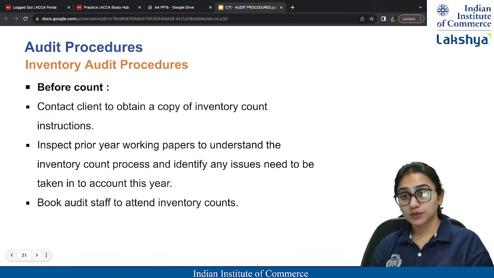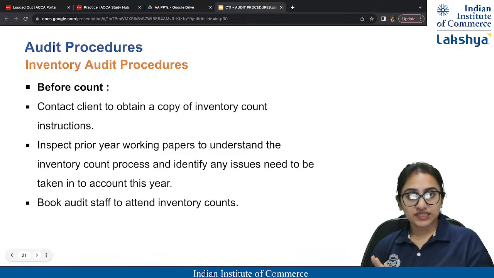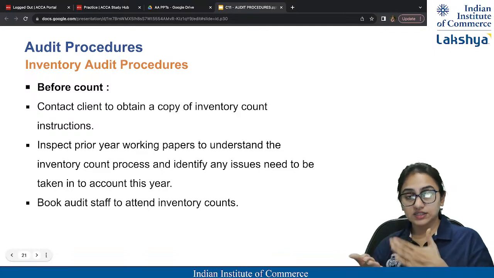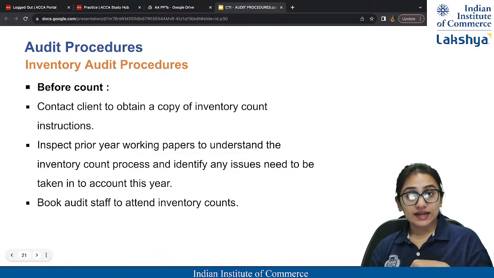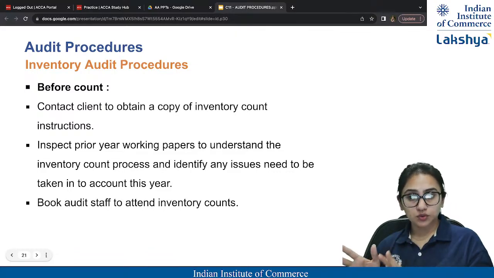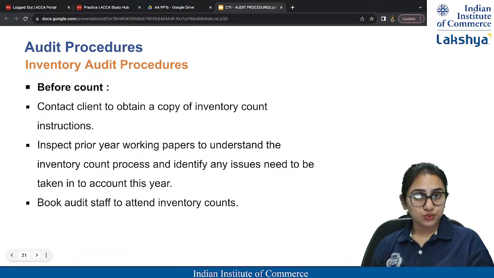Before the count, what will you do? Inventory procedures before the count. Before the count, all the instructions are ready. That when the count starts, these are the instructions that the counter has to follow. So contact the client and obtain a copy of the instructions so that you know when the count starts what the company is going to do.